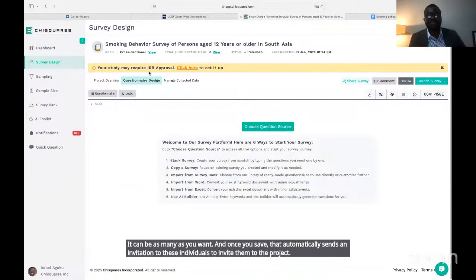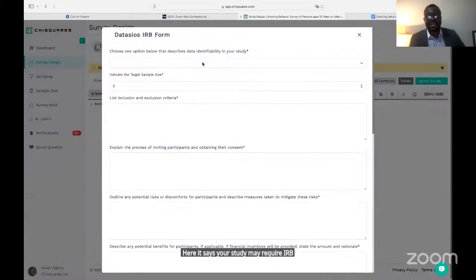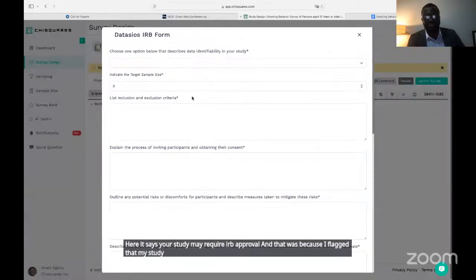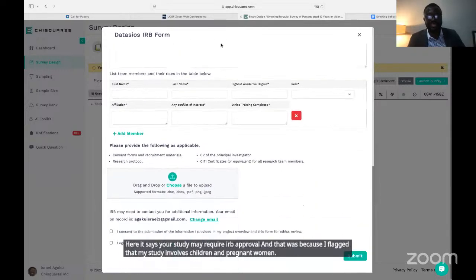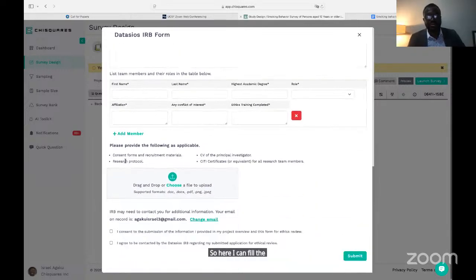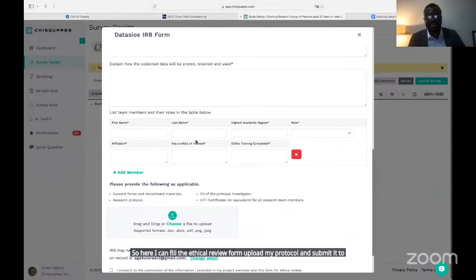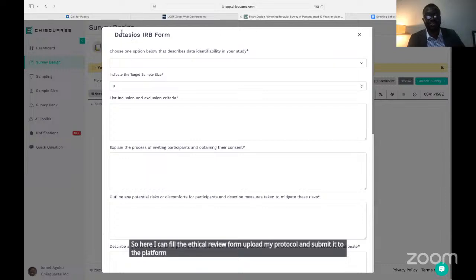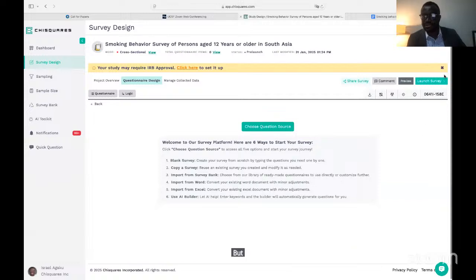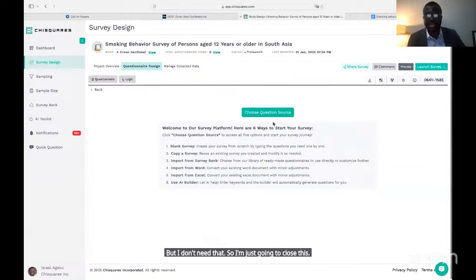Here it says your study may require IRB approval. And that was because I flagged that my study involves children and pregnant women. So here I can fill the ethical review form, upload my protocol, and submit it to the platform. And this routes it to an ethical review board or committee in the US, which is registered in the state of Michigan, known as the Tasius IRB. But I don't need that, so I'm just going to close this and create my question.